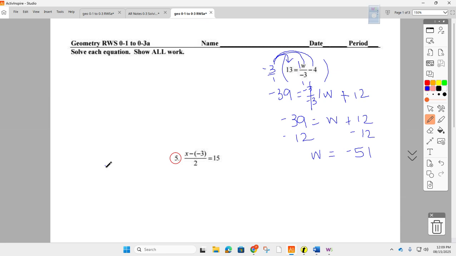All right, number 5. X minus -3. We do not want to leave a minus and a negative next to one another, because minus and negative is actually a 1. Do you remember? Minus and negative is actually what? Yeah, positive or addition in this case, right? So x minus -3, we're going to rewrite that as x plus 3 over 2 equals 15.